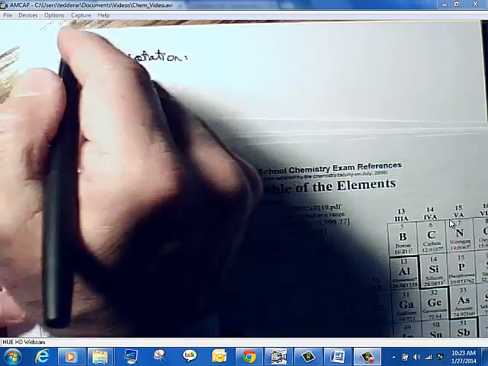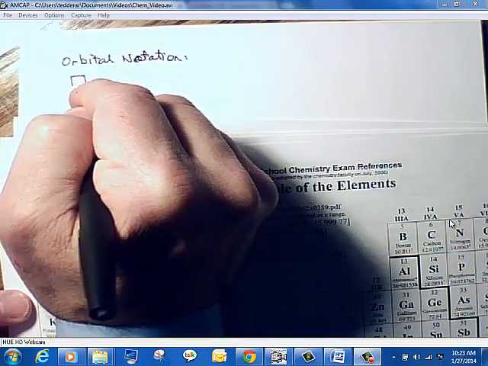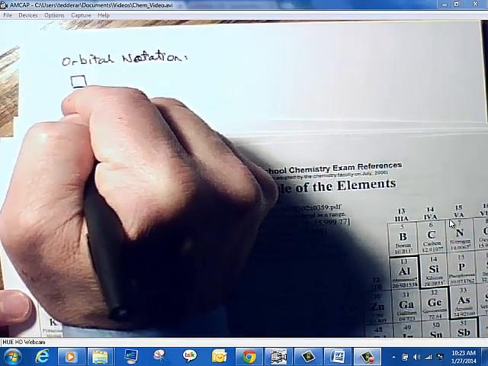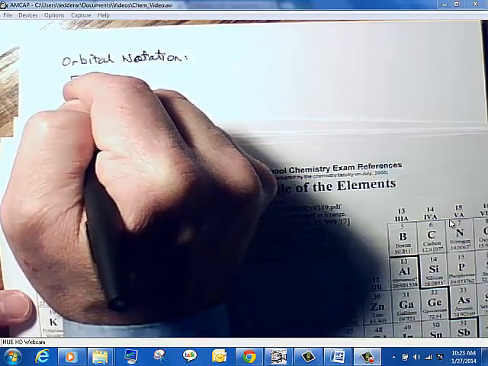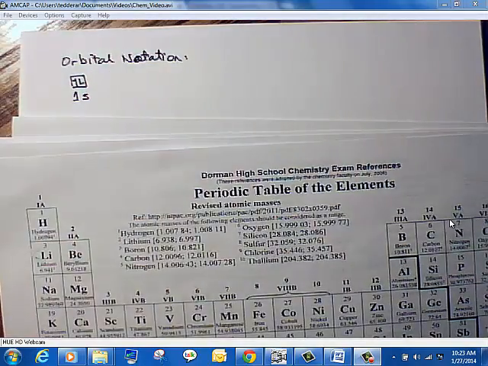So for the first two electrons in orbital notation, in the first primary level, you only have an S sublevel, and those are the two electrons for hydrogen and helium.